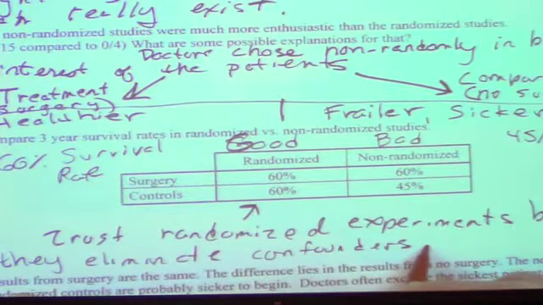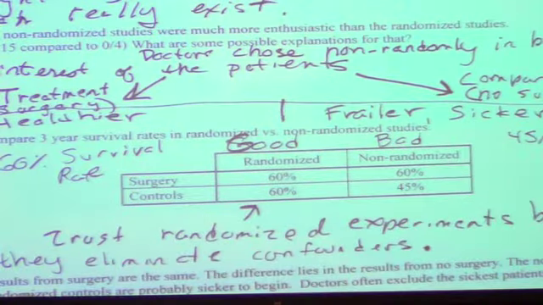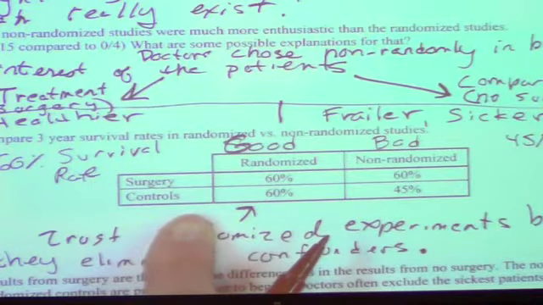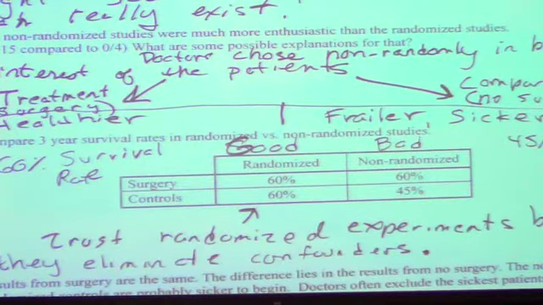Okay? You take all the patients who the doctor's willing to operate on and then divide them up into 2 groups. Questions on that? So keep that visual in your head.